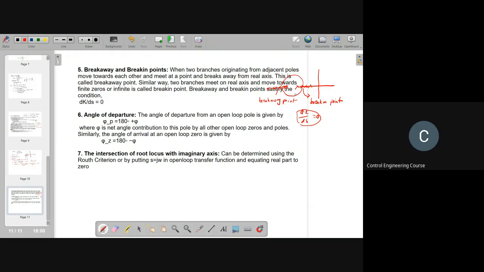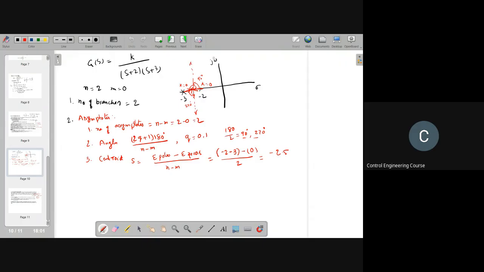In the previous example, here I'm redrawing again. We have one pole here and another one here. This is going in this direction. This is going in this direction. They both meet at this point. So at this point, this is a breakaway point. This is a break-in point, right?